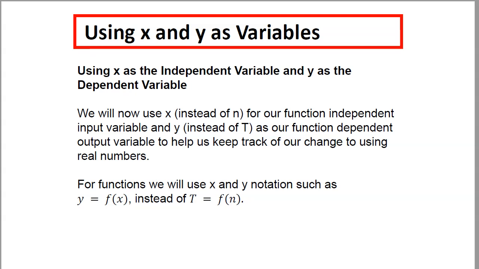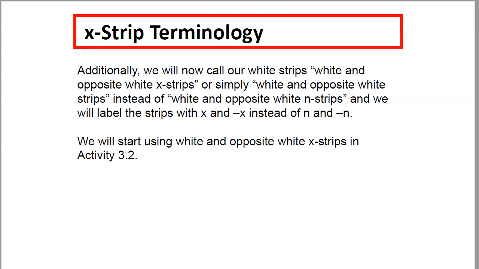We'll now use x as our independent variable and y as our dependent variable. We'll use x instead of n, that's our input variable, and y instead of t, that's our output variable. So, for example, we might write y equals f of x instead of t equals f of n. This just helps us keep track that we're working now with real numbers. And similarly, when we use our white and opposite white strips, we'll now label them with x's and minus x's.